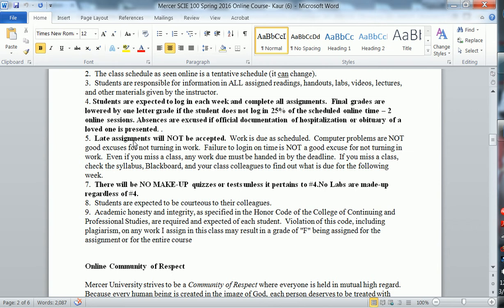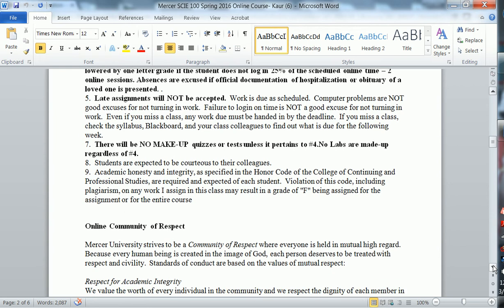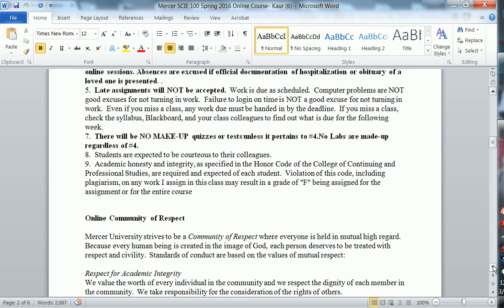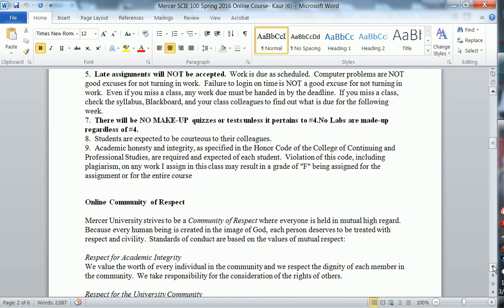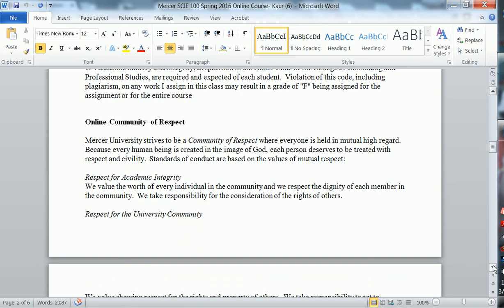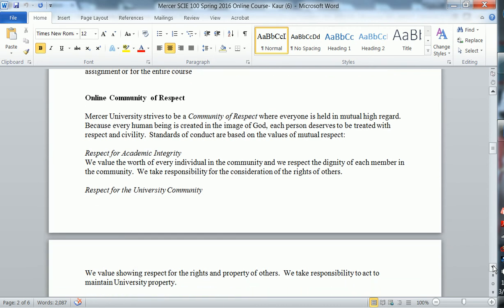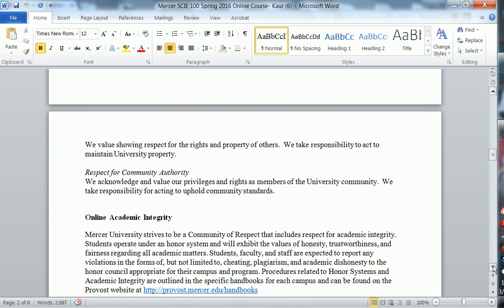Late assignments will not be accepted. There will be no makeup quizzes or tests unless it pertains to number 4. No labs are made up regardless of number 4. There are a few more policies which you can go over. Then we have some online community of respect policies; please go over these too.